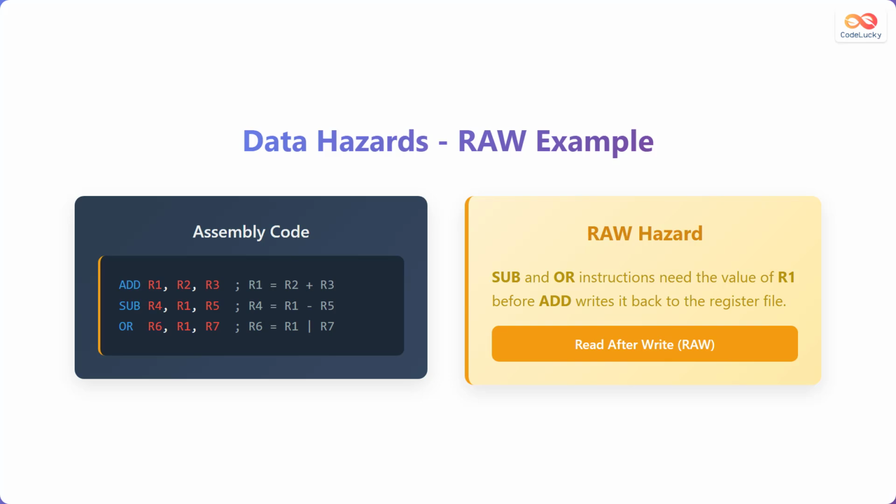In this case, the subtract and OR instructions both need the value of R1, which is being written by the add instruction. If the subtract and OR instructions try to read R1 before the add instruction has written the result, we encounter a read-after-write hazard. This is because the subsequent instructions are dependent on the result of the first instruction, and the pipeline needs to handle this dependency to ensure correct execution.